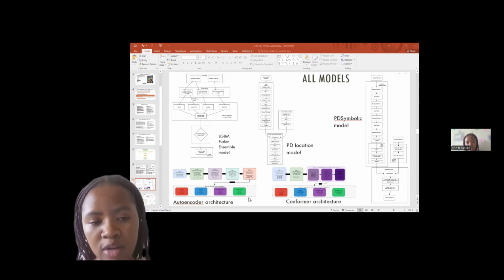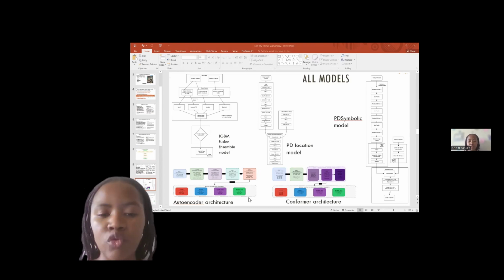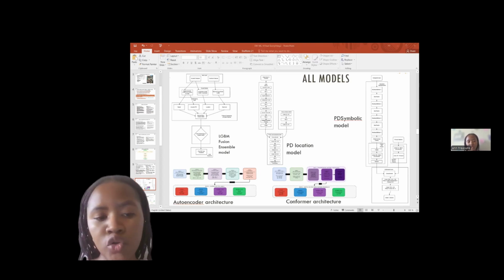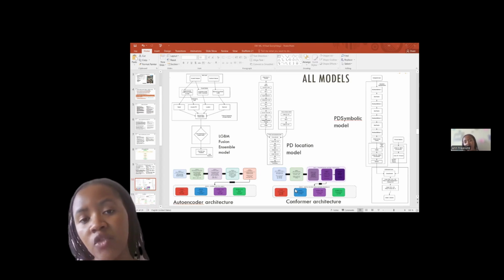data into a 128-dimensional vector, and the decoder that reconstructed the image. So it used mainly reconstruction. With the conformer, we used the pseudo labels from the autoencoder in order to classify the different types of partial discharges from the unlabeled partial discharge data.